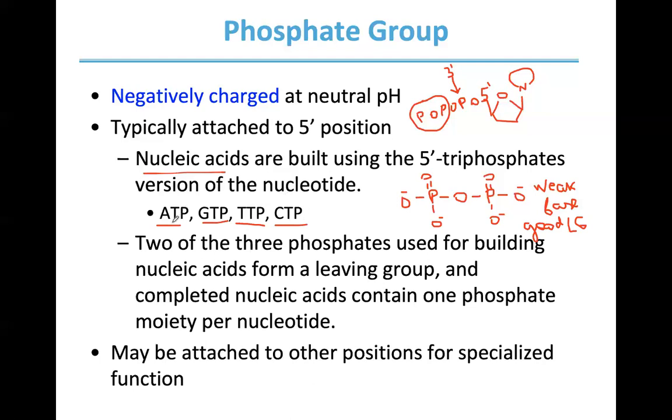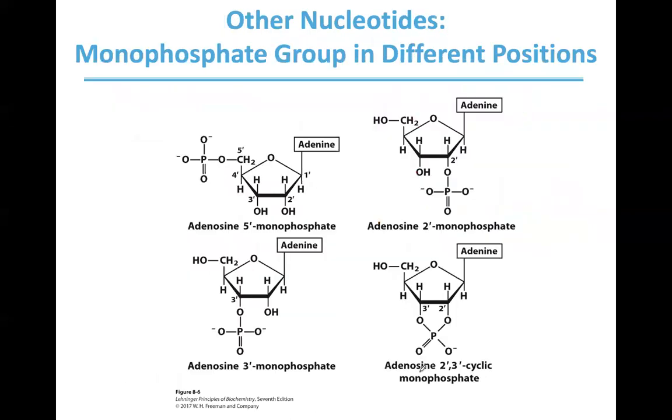But what's important here is that these are triphosphates. Triphosphates: adenosine, guanosine, thymidine, and cytidine triphosphate. So 2 of these will leave because it's a great leaving group. And from triphosphate, you get the monophosphate. All right, so these phosphates can be attached to other positions as well. So as I mentioned to you, 5' is the key, 5' and 3'. So this is adenosine 5' monophosphate, and adenosine 3' monophosphate, right?